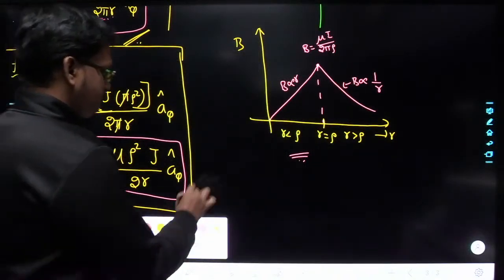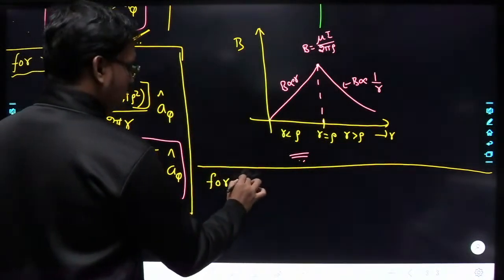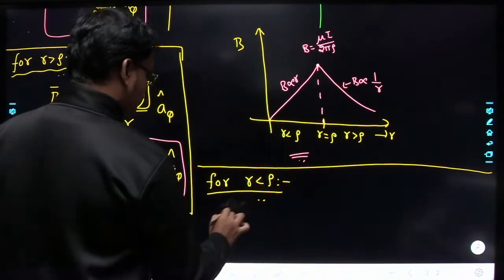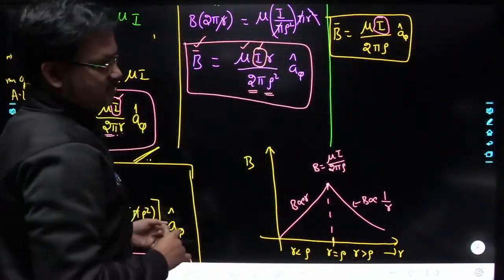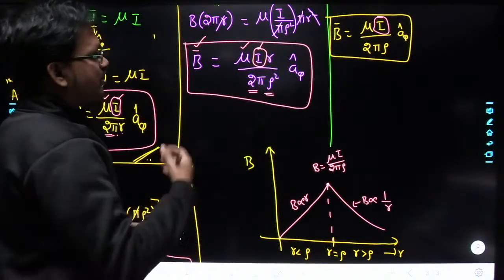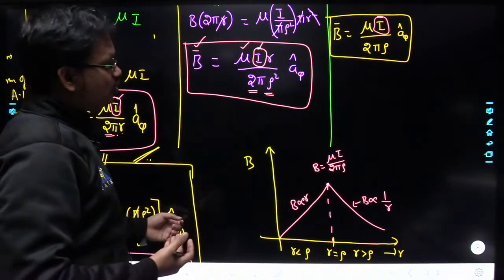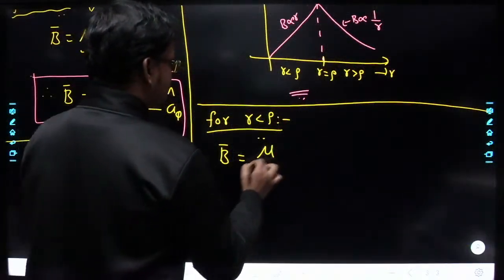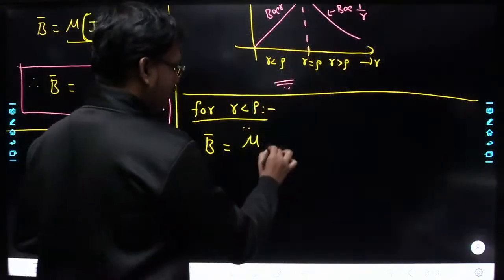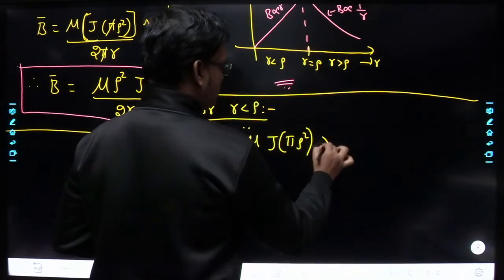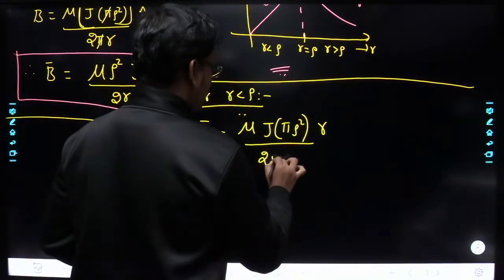Next, for r less than rho, what are you going to get? So B field is equal to what? For r less than rho, in place of I, substitute J into pi rho square, since we are trying to get the expressions in terms of current density. So what you are going to get is mu into J into pi rho square into r, divided by 2 pi rho square. So this is for r less than rho.